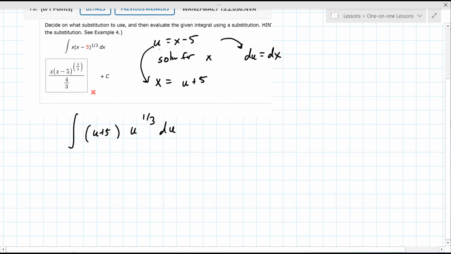Because if you don't solve for x, you end up getting over here the integral of x times u to the 1/3 du, and you're like, what do I do with the x? Well, yeah, that's why you have to solve for it.